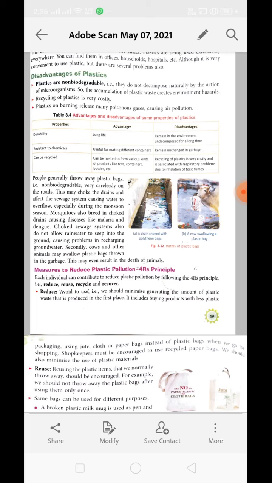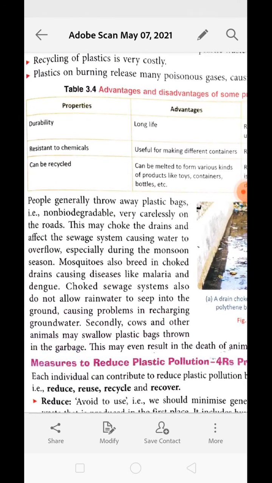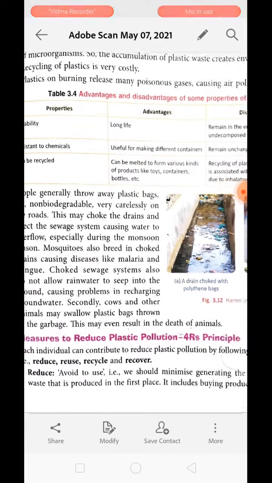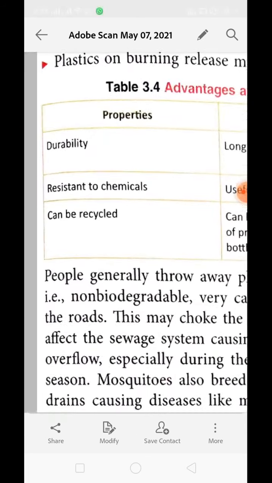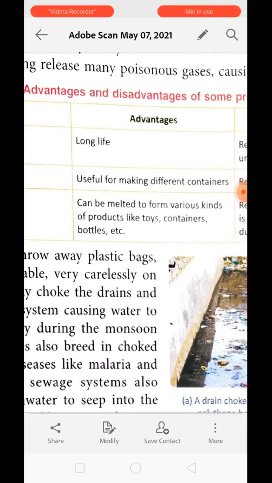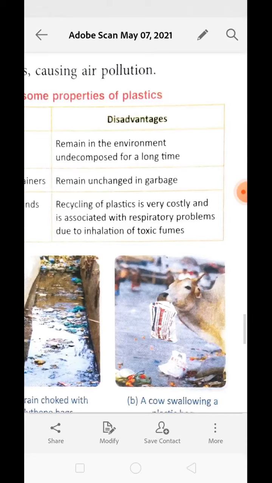Understood? Now next is advantage and disadvantage of some of the properties of plastic. You can see durability: it has long life, but because of this long life it is going to remain present in the environment for a very long period of time because it is not going to get decomposed. Understood? Now next point is resistance to chemicals. Advantage: it is used for making different containers to keep food items. Whereas it remains unchanged even in the garbage because of this property, and this is a disadvantage.